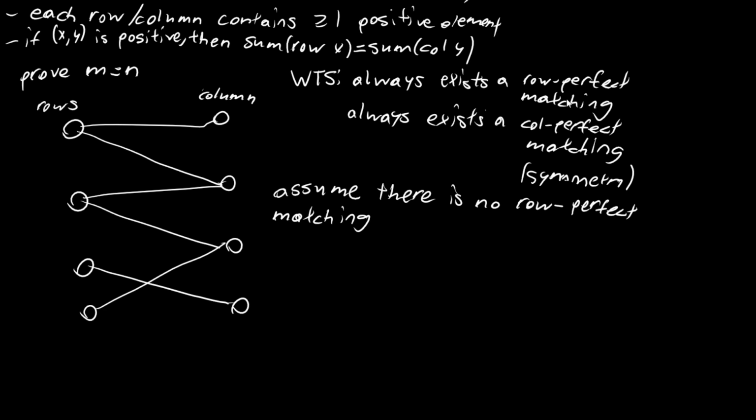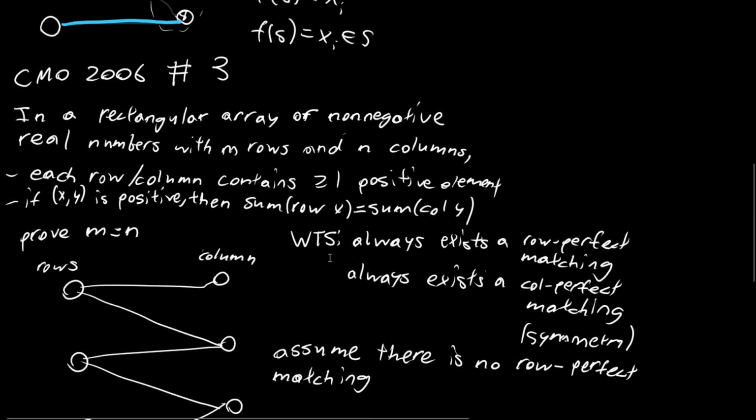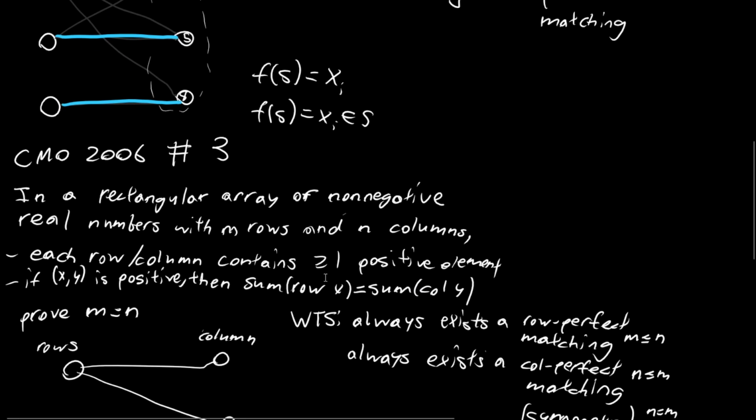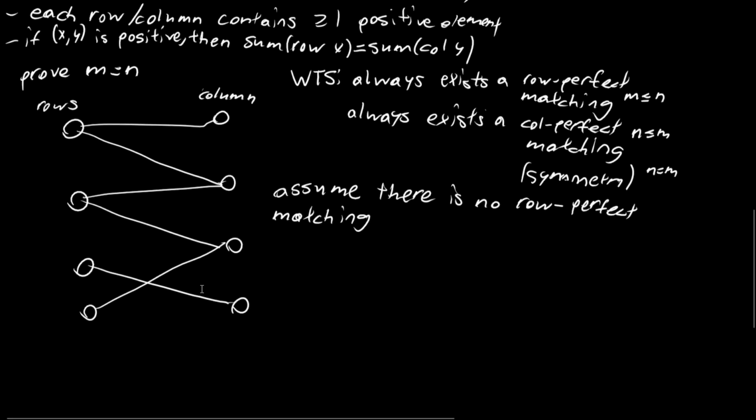The reason we want to show this is that if there's a row perfect matching, it means there's a matching that includes every row. So that means the number of rows must be less than or equal to the number of columns. So how many rows are there? Is it m? M. So m is less than or equal to n. And this gives us n less than or equal to m. And so if we have both of them, finally we get n equal to m. So proving this proves this conjecture.